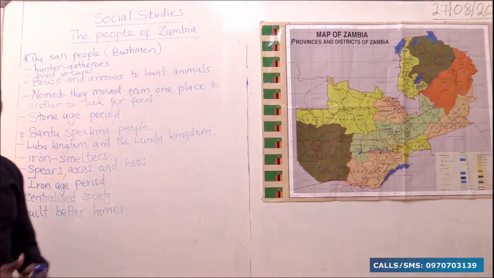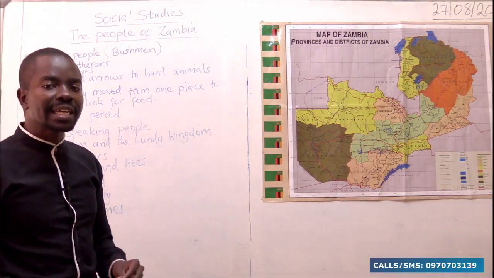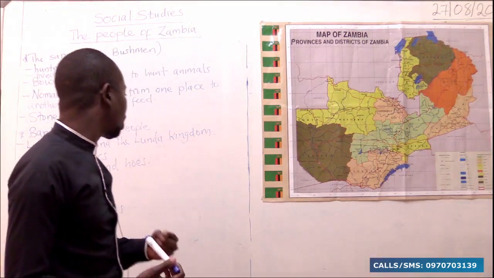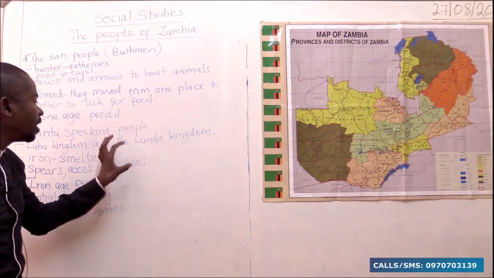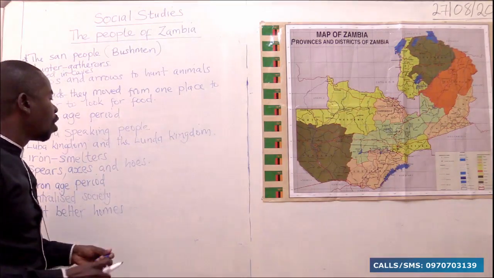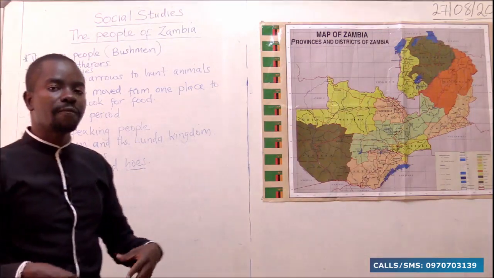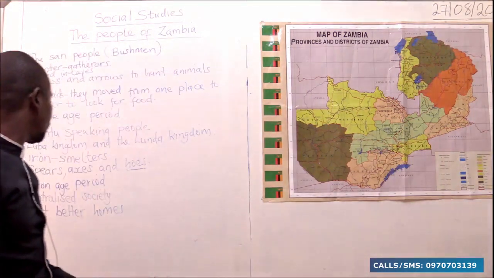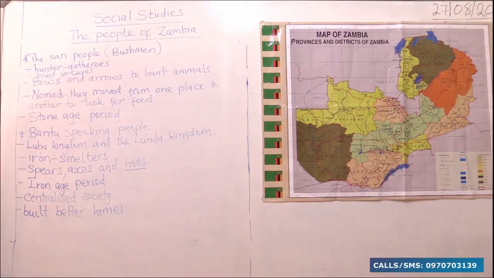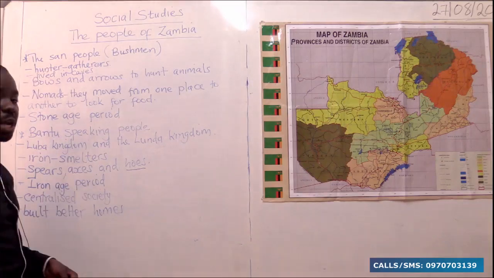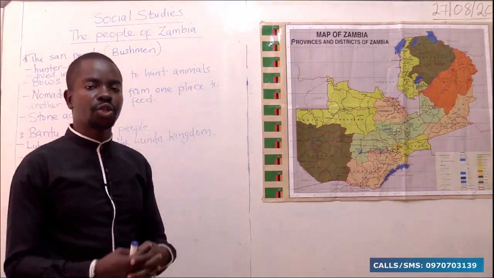They used axes in order to cut down trees. They used hoes in order to plow or to cultivate the fields. I've also said that the Bantu-speaking people lived in what is known as the Iron Age period.